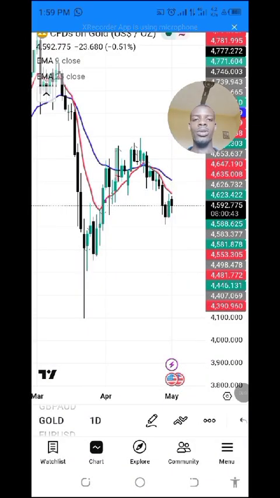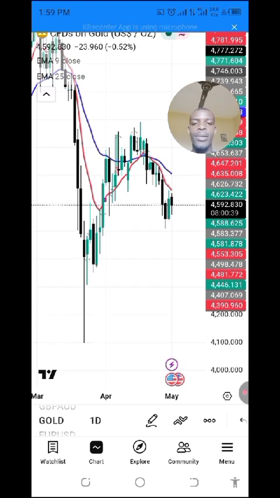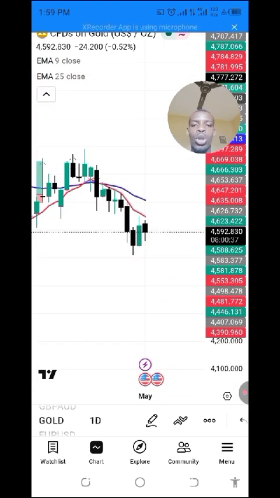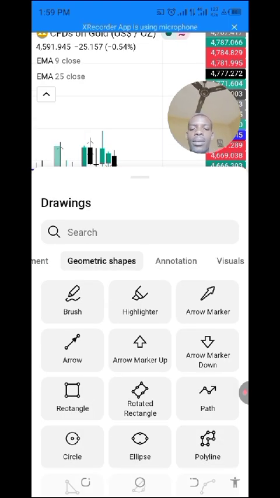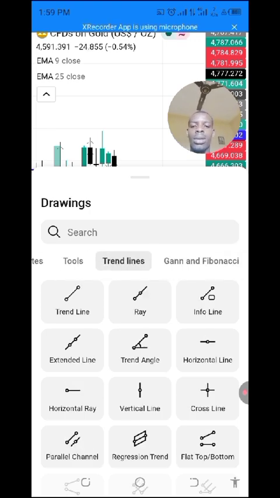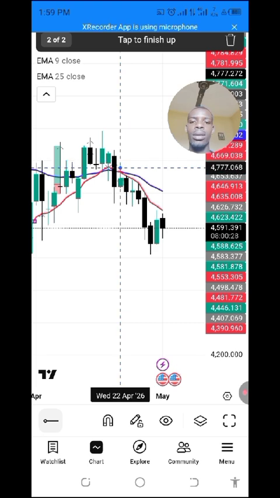Okay, guys, let me do a little breakdown market analysis on gold for you guys. Just a simple market analysis on gold. So what I'm going to do now is mark the high and the low of the daily time frame. Let's go and mark the high and the low of the daily time frame.